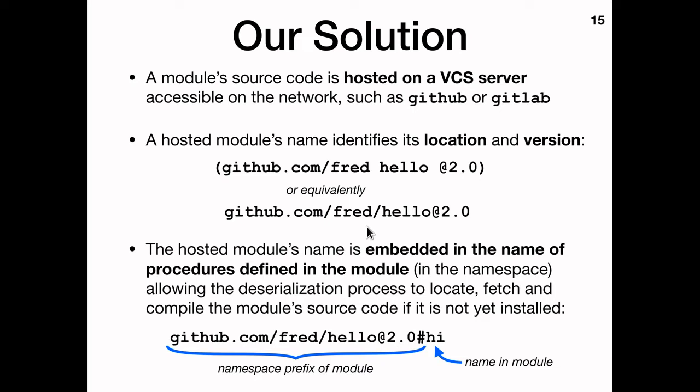The magic happens when we decide to embed the name of the module inside the name of the procedure that is defined in the module. This enables the deserialization process to locate, fetch, and compile the source code. This is where the magic happens.